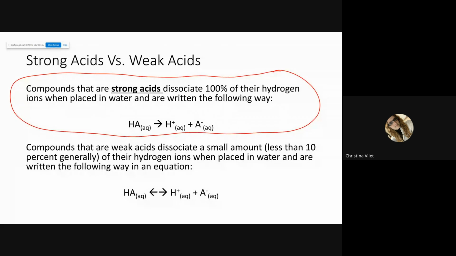So there's good news and bad news. The bad news is that we have determined the strength of acids experimentally, meaning that you will straight up have to memorize what the strong acids are.